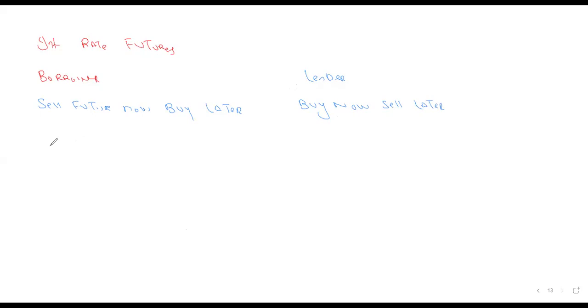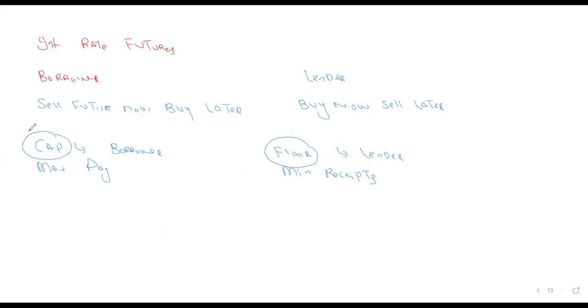Now, cap. Cap is for maximum payments, used by the borrower. Floor is for the lender, for minimum receipts. The lender will buy a floor, the borrower will buy a cap. But on both of them, there is a huge premium cost.